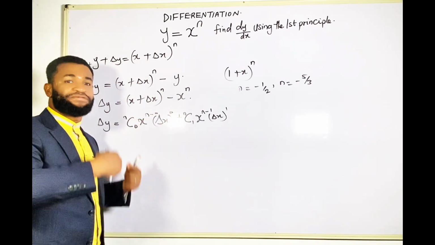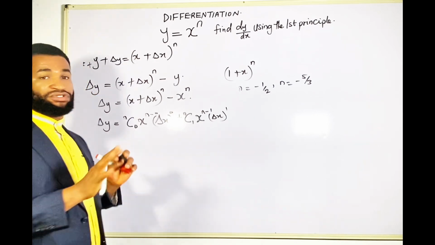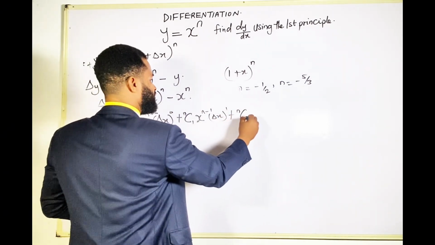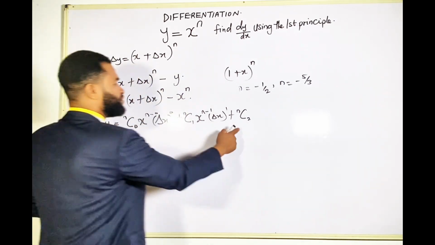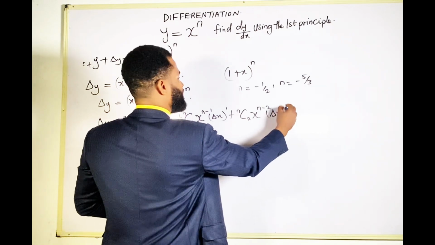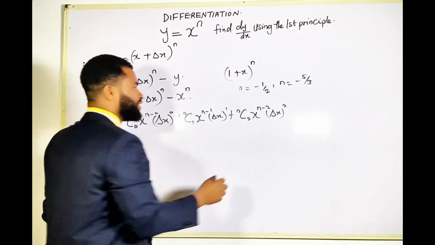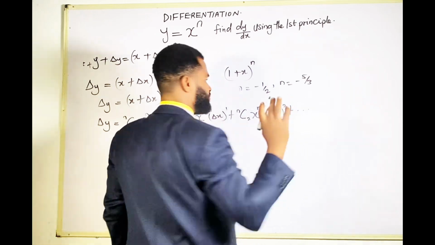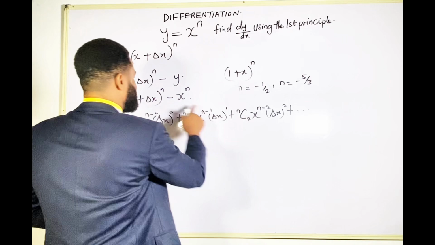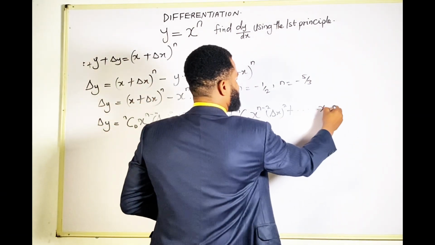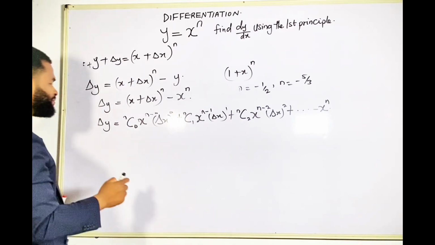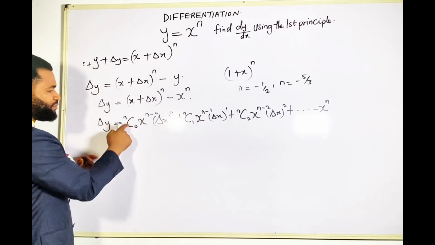Remember, it's an infinite series. We don't know where it should stop, but I'm going to stop at a given point. So this is going to be plus n combination 2, x raised to power n minus 2, change in x raised to power 2. Then it continues, so we don't know where it stops. After that, the next thing is minus x raised to power n. Alright? So at this point, let's open this. n combination 0 is just 1.